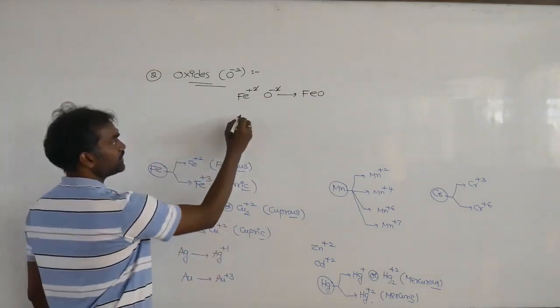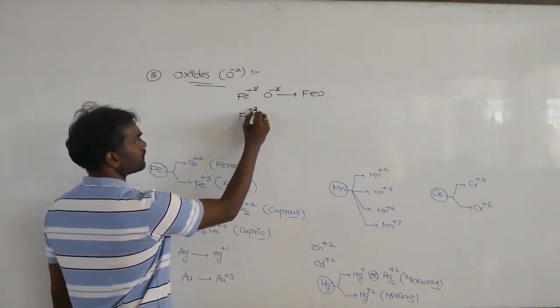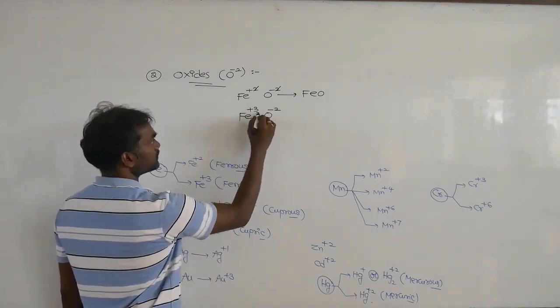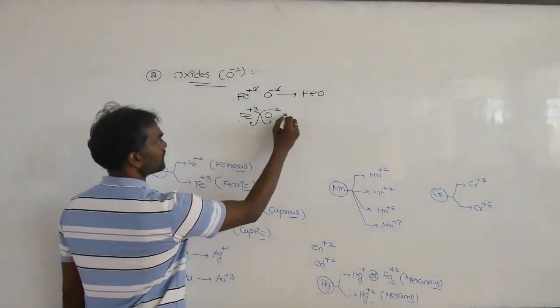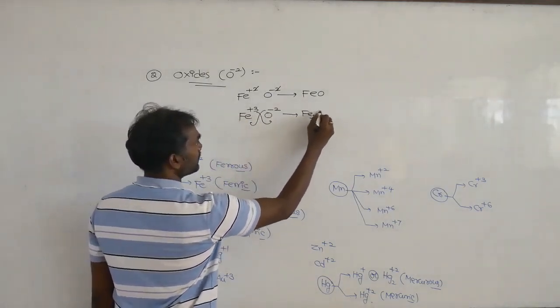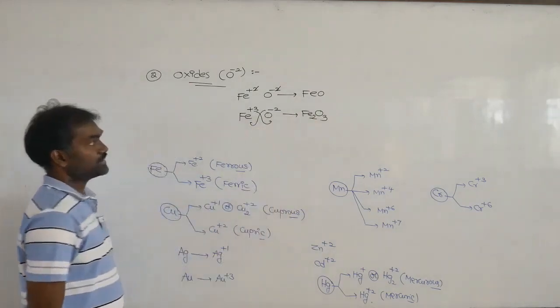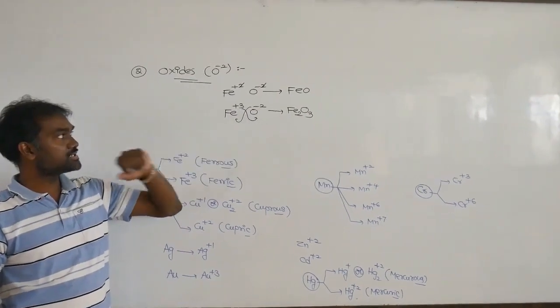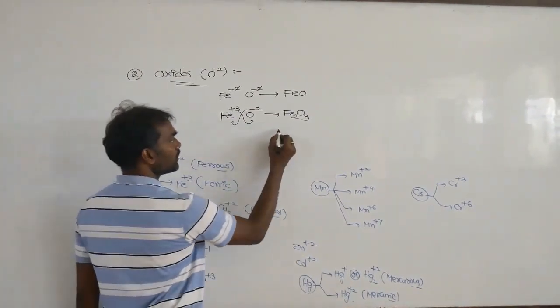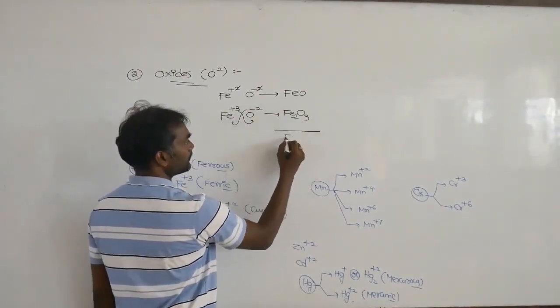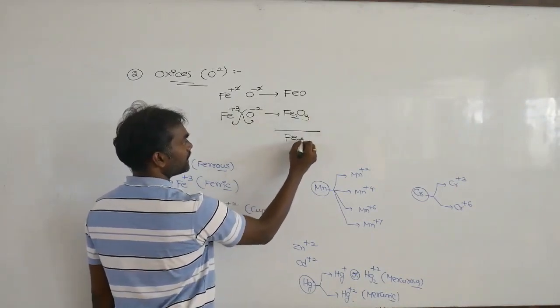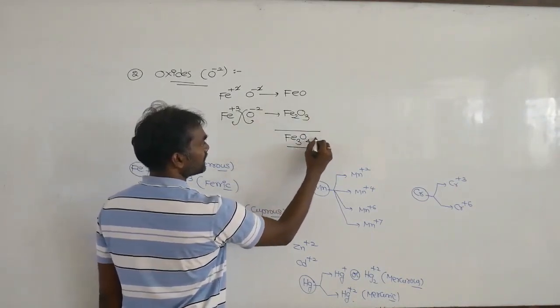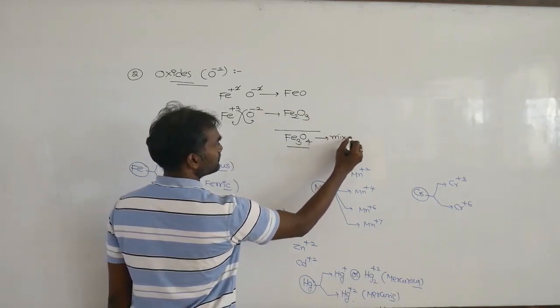Next, Fe plus 3 also, O minus 2. 3 is coming here, 2 is coming here. So you are getting Fe2O3. This is called ferric oxide. Next, their combination also. If you combine both, what will you get? Fe3O4. This is called a mixed oxide.